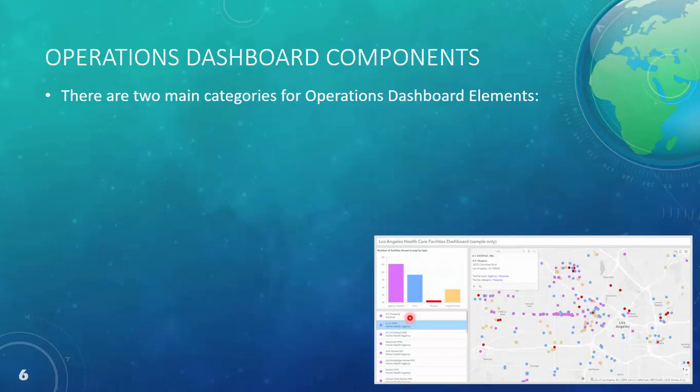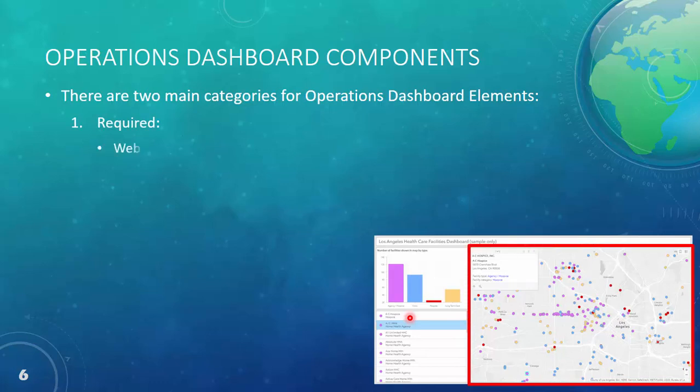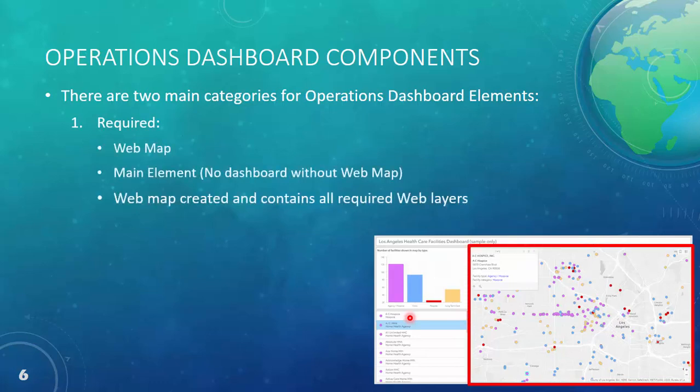So how can I create this dashboard, each one of these four types? Mainly I have two parts to create any web application, and while an operational dashboard is a web application, I have the two main parts. The first part: when I create a web mapping application, I need a web map. That is my core, my start point. A web mapping application without a web map is not a web mapping application. So first I need a web map.